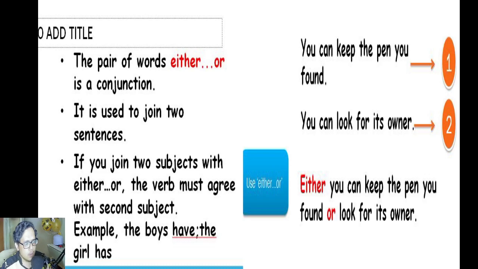What is the title? Okay, title. I write in the chat: either, or. Okay, either or. That is the title. Then you write the pair of words, either this one, and then straight away. I think this one can be in one page. The one that I show you now can be in one page.